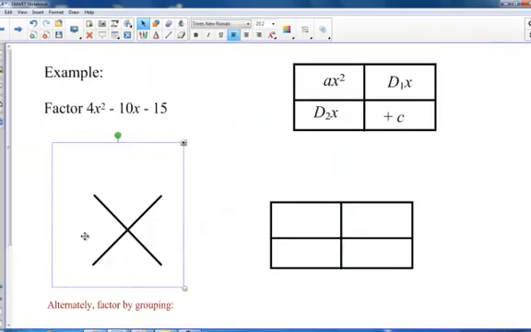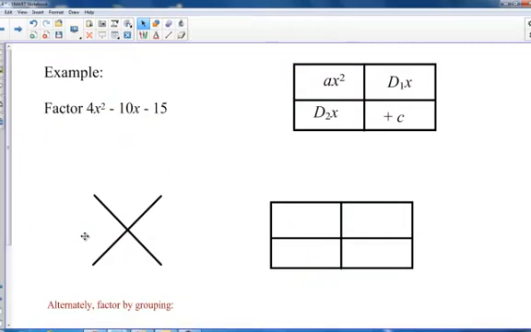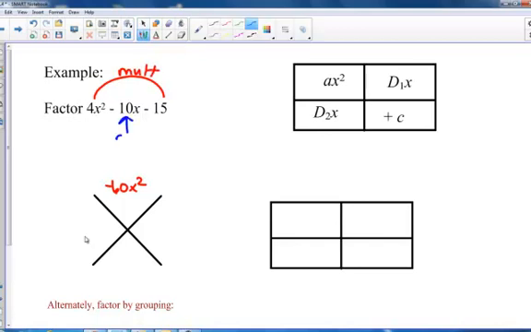So we have another big daddy here. So two numbers multiply to give us 4 times negative 15, which is negative 60x squared, and that adds to give us negative 10. If you're losing your negatives, slash and dash.